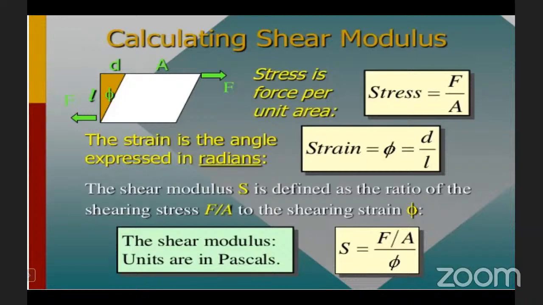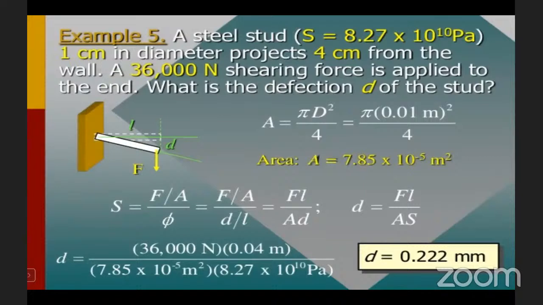The shear modulus S is defined as the ratio of the shearing stress F by A to the shearing strain φ. The shear modulus units are pascals. S equals F by A by φ. This is the shear modulus principle. Okay, see here, let's look at the problem.